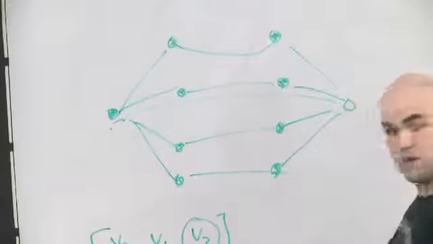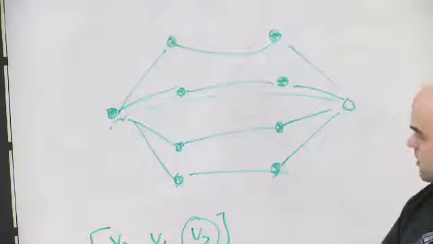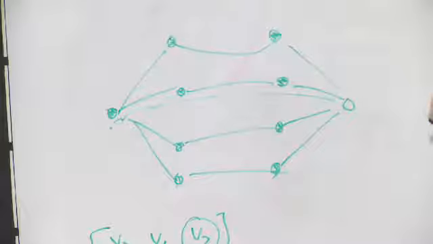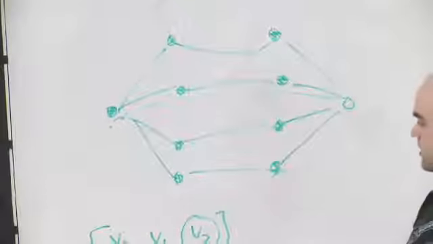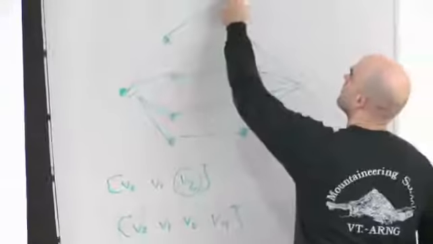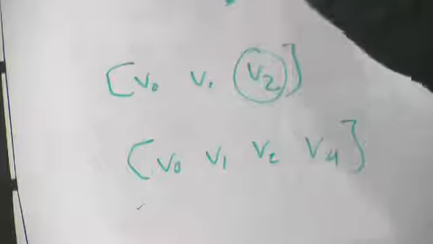So would it just make a new partial path? Yeah, so it's a new partial path. So it would be V0, V1, V2, V4, the next one, and so let's say this is V0, V1, V2.